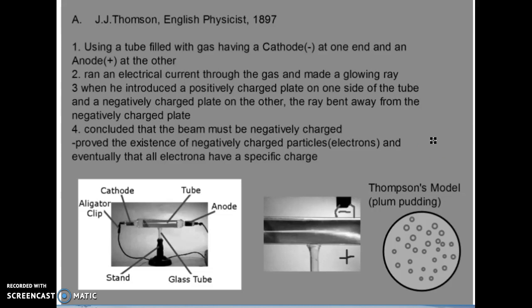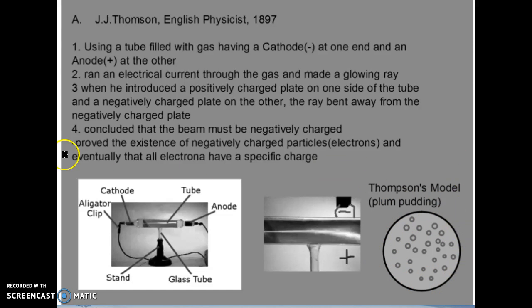So he proved the existence of the negative charges, but we had no idea where they were in the atom. They did believe that there were atoms, obviously, by this time. Well, he came up with something called the plum pudding model. Apparently plum pudding is an English thing.